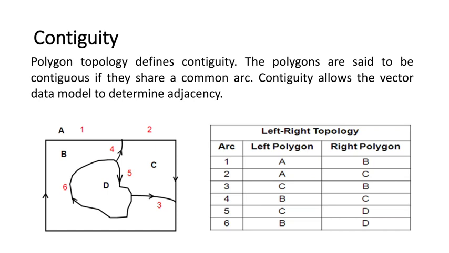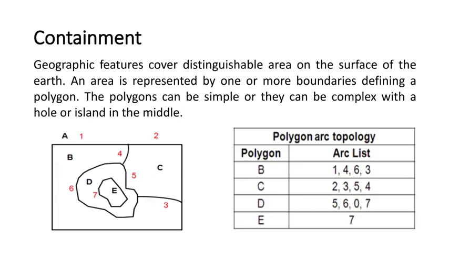B is that whole area. Similarly, arc 4 is acting as a common arc for areas B and C. Similarly, arc 5 for D and C, and arc 6 for B and D. So that is what is represented in the table provided in this slide. That is what is meant by contiguity: how a polygon topology defines contiguity. That is what is explained in this slide.